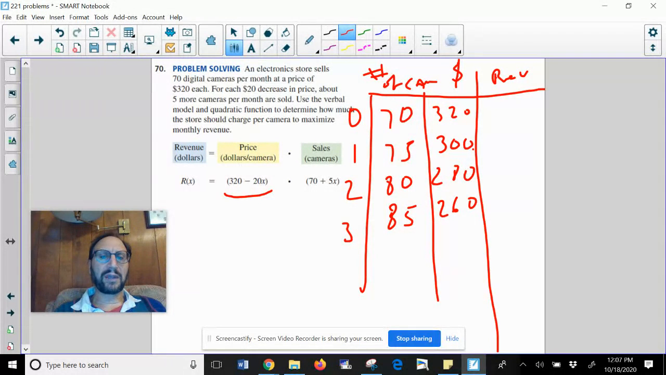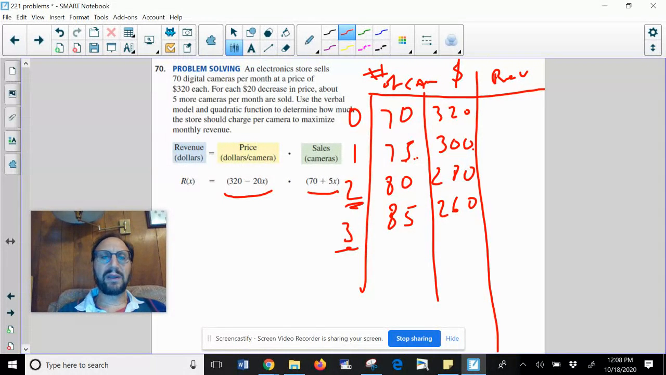And then over here with the camera sales, how many you sell, this is 70 for 0. And then 75 becomes 70 plus 5, one 5. And 70 plus two 5s, that's where the 80 comes from. And 70 plus three 5s, and so forth. So that's where this comes from: 70 plus 5 times each decrease in the price.